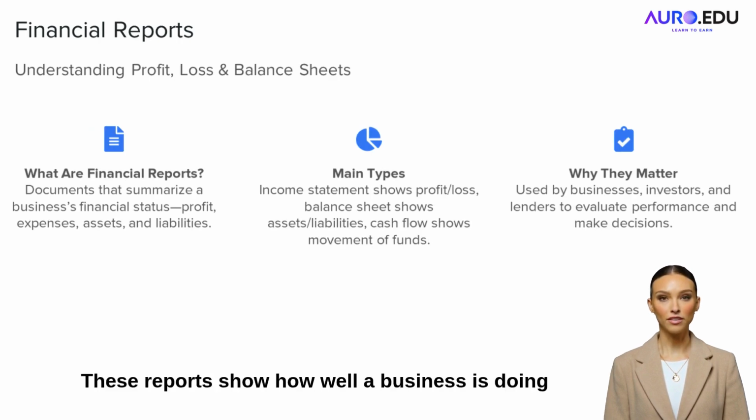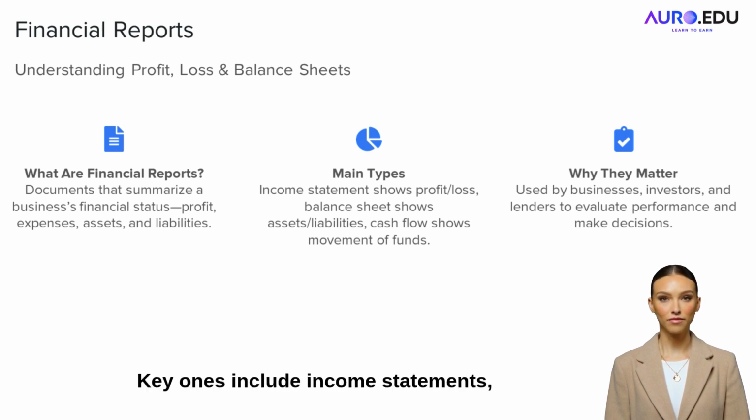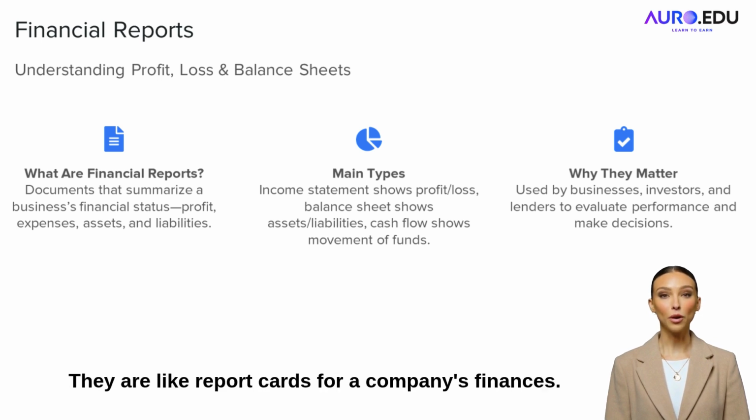Financial reports. These reports show how well a business is doing financially. Key ones include income statements, showing profits or losses, balance sheets, listing what a business owns and owes, and cash flow statements, tracking money movement. These reports help managers, investors, and even you understand where money is going. They are like report cards for a company's finances.